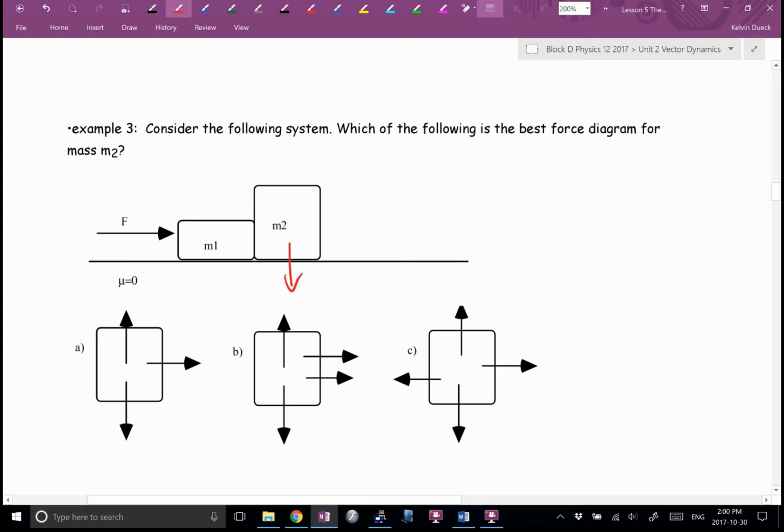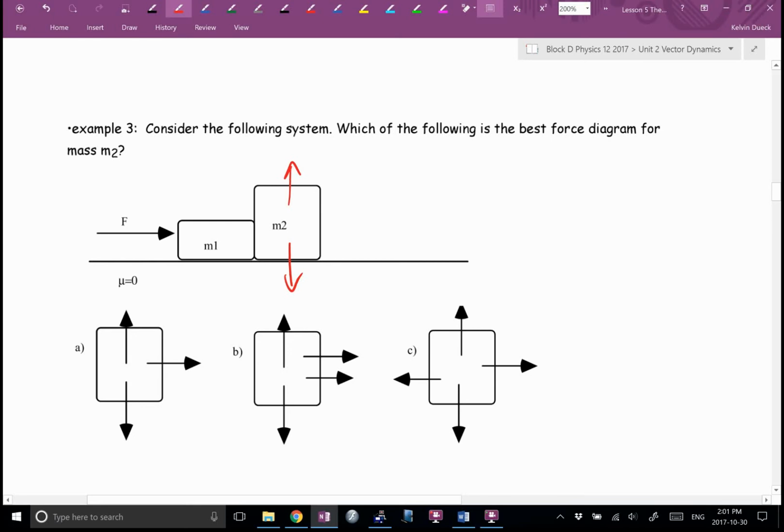Does that get rid of any answers, A, B, or C? Okay. What else? Does that get rid of any answers, A, B, or C? What else? Now, here's my first question. Is that going to appear on mass 2? Is it touching mass 2? Then it's not going to appear on mass 2. Okay.